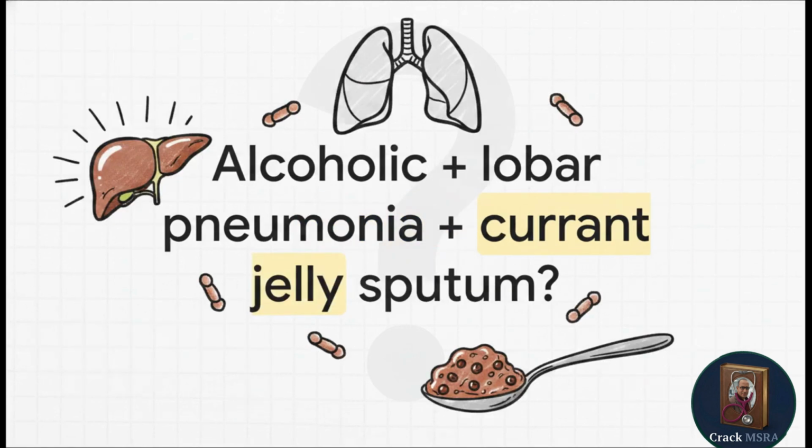Question 3. So the key here is piecing together that KLEBS mnemonic, alcohol excess, upper lobes, and this very specific gelatinous presentation. We call this currant jelly sputum, perfectly classic for Klebsiella.